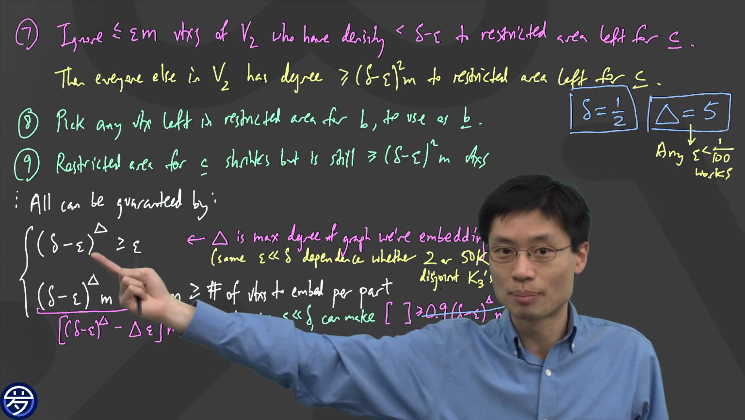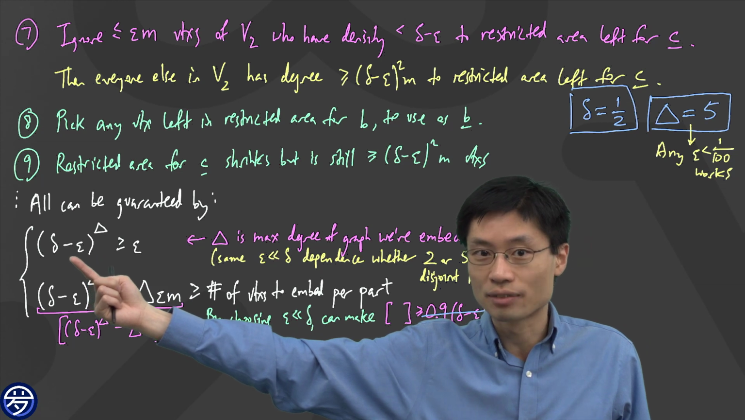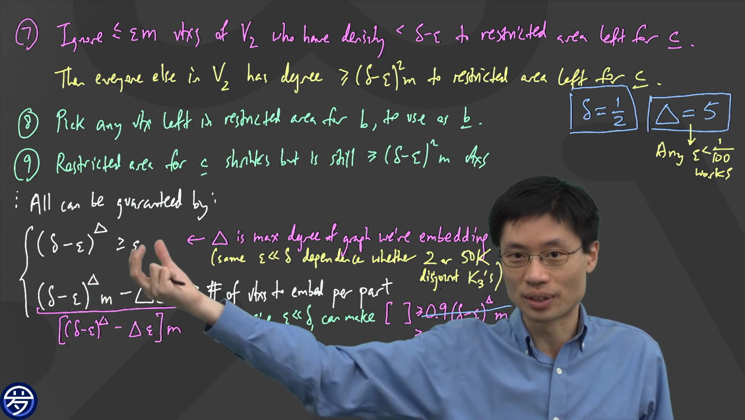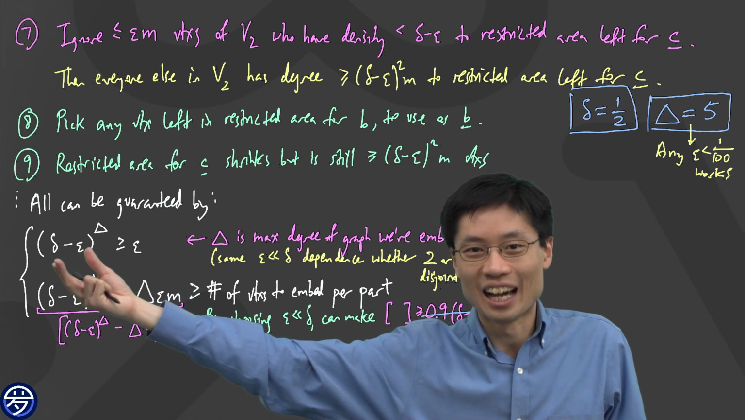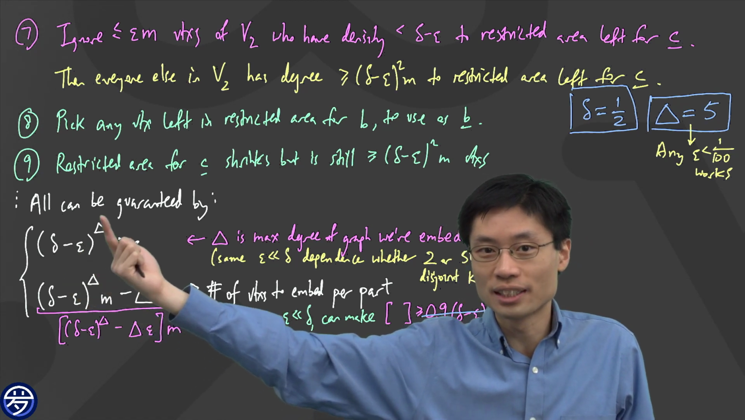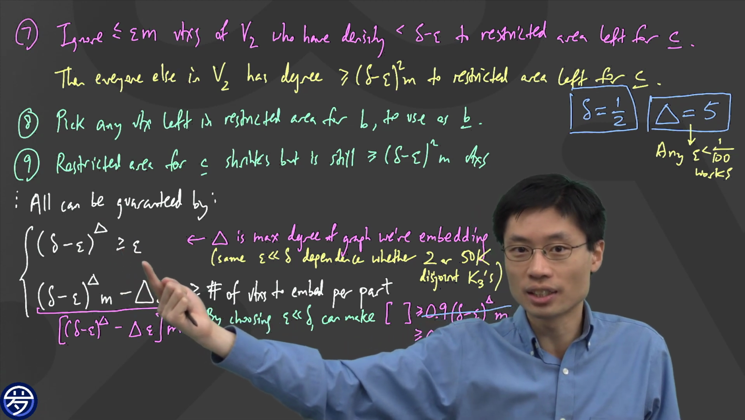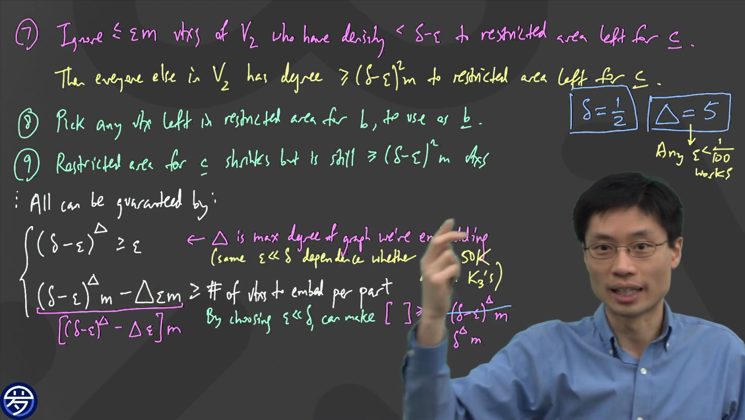Because if you look at what happens here, the little delta is a half. Half minus 1 over 100, or even less than 1 over 100, is at least like 0.49. And something which is at least 0.49 to the power 5 is certainly bigger or equal than 1 over 100.